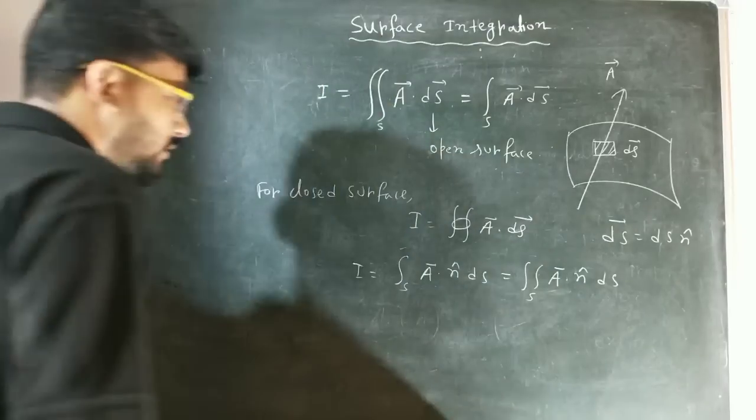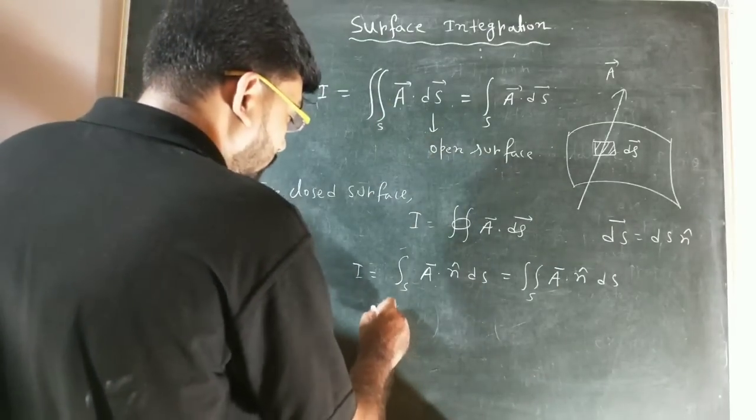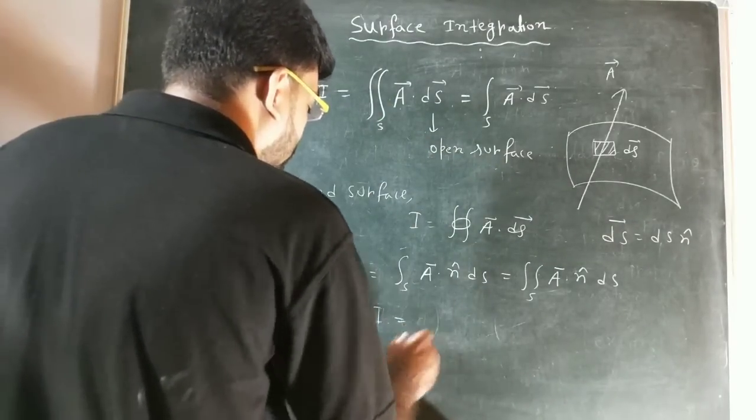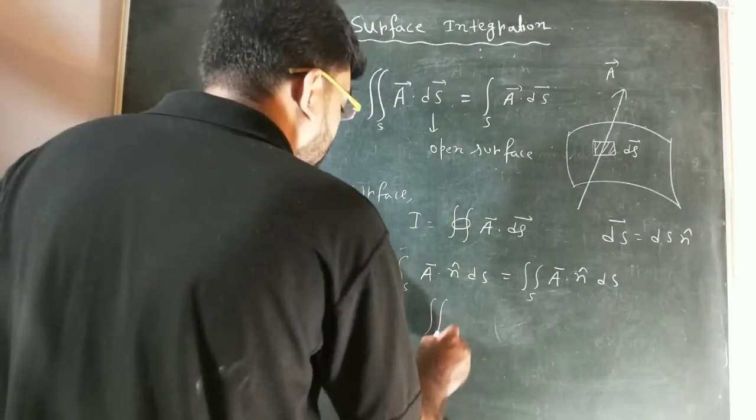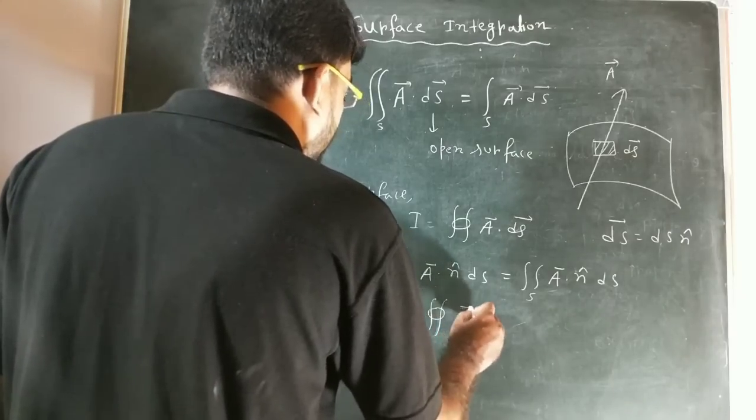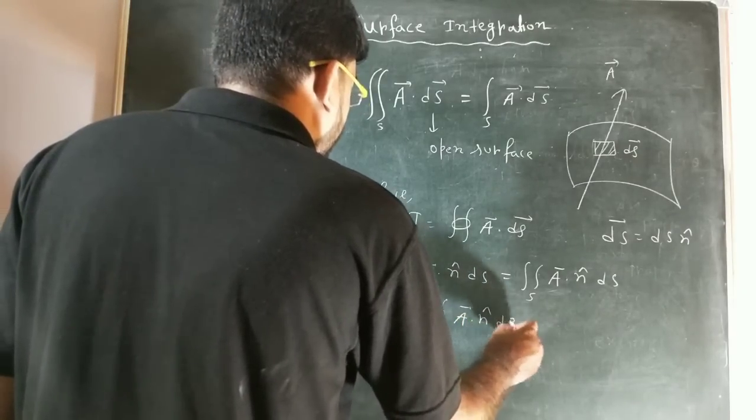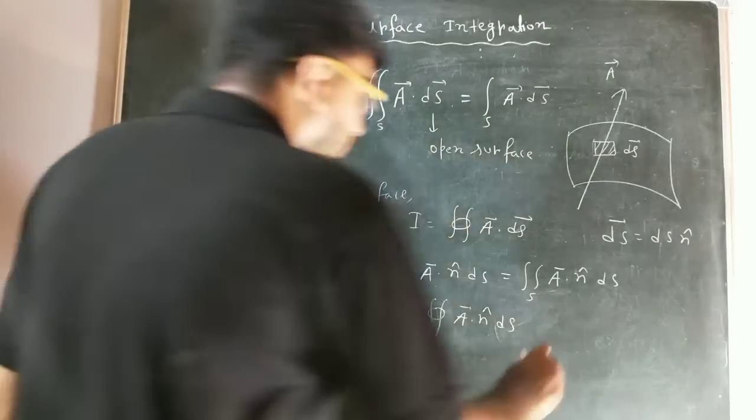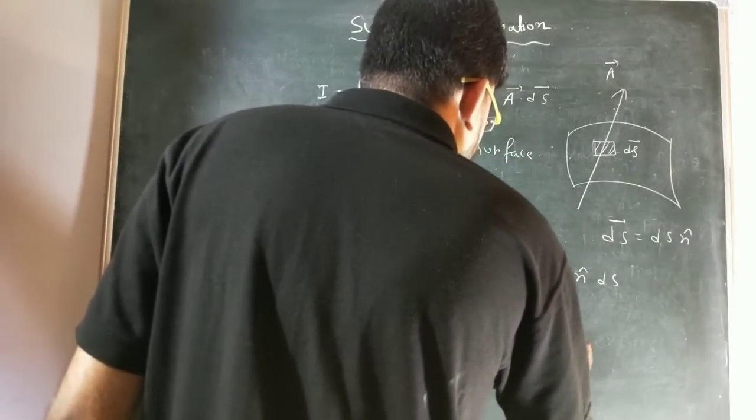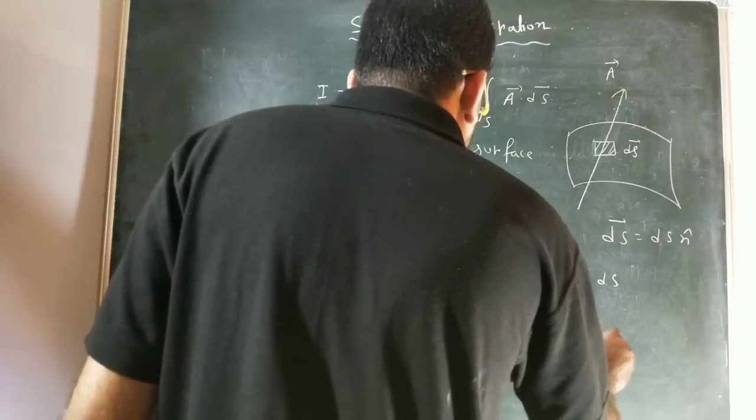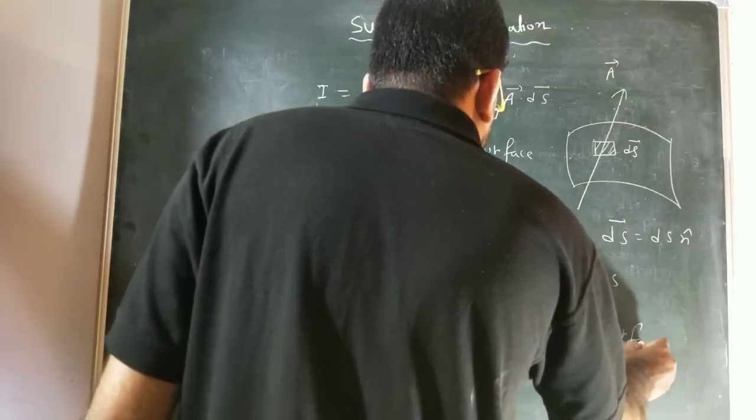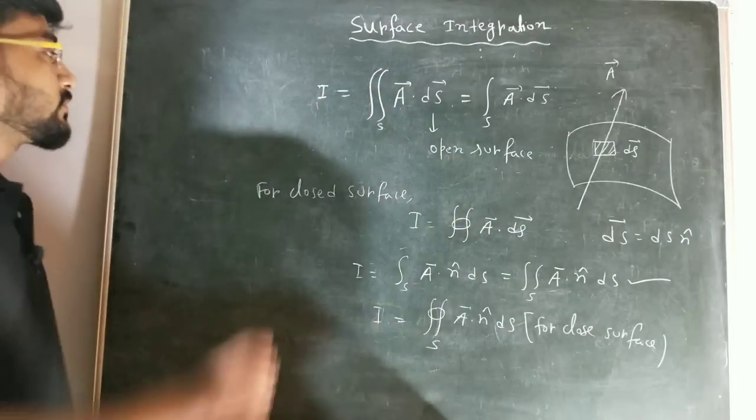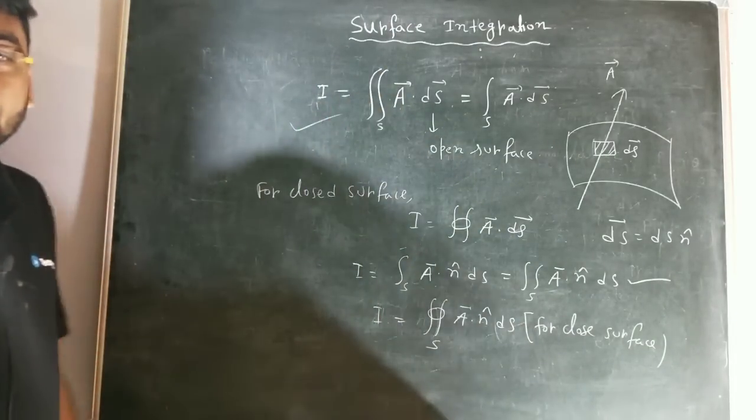So you can write this surface integration in this way also, or you can write it for a closed surface like this, closed surface integral of A dot n ds, okay. This is for a closed surface, and this is for an open surface, okay. So this is the definition of surface integration, what I have written over here.